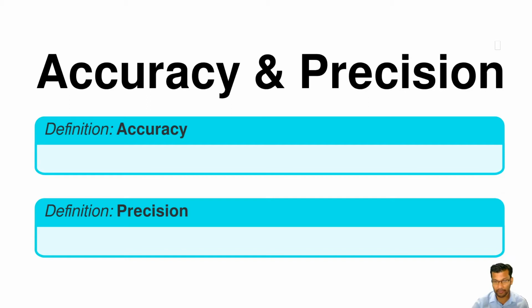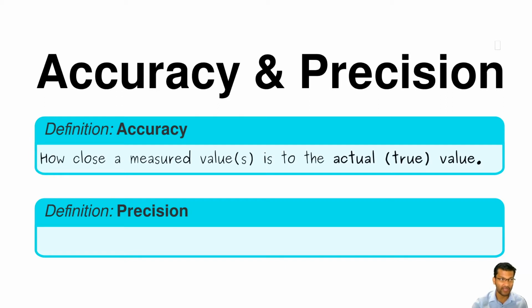very similar things, but from a scientific point of view, they're not. Accuracy we define as how close the measured values are to the actual or true value. So to know how accurate something is, you actually need to know what the true value is. And if the average of all the measured values are close to what the actual or true value is, then you can call those measured values accurate.